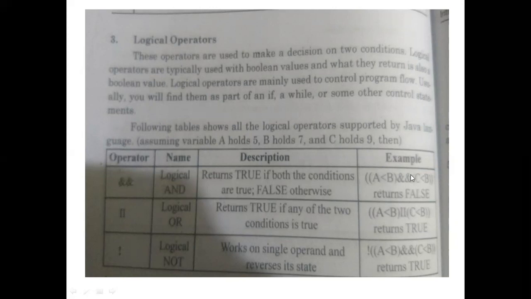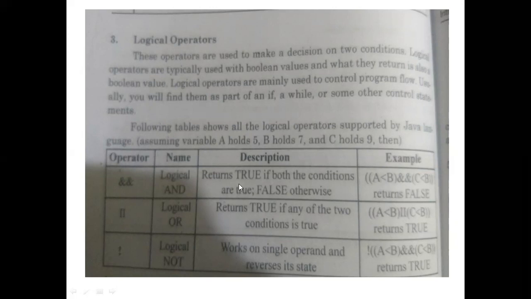So these are two relational expressions: a is less than b and c is less than b. These are two relational expressions, and in between, a logical and operator is written. In this expression, first we have to evaluate the first relational expression, then the second. a is less than b: the value of a is 5, value of b is 7, so it will return true. And c is less than b will return false. So true, false will return false.